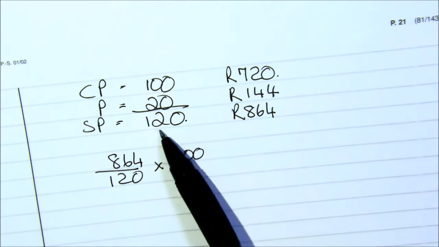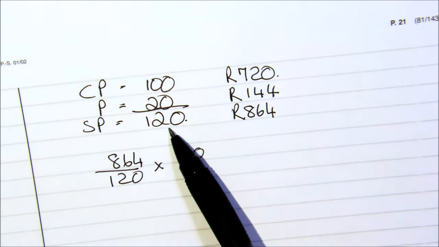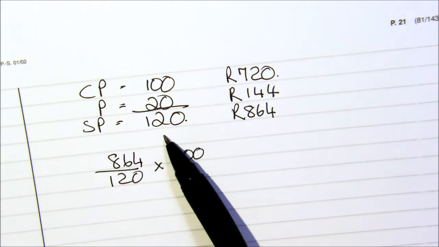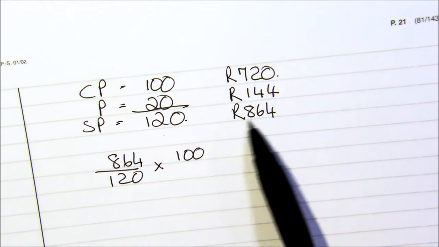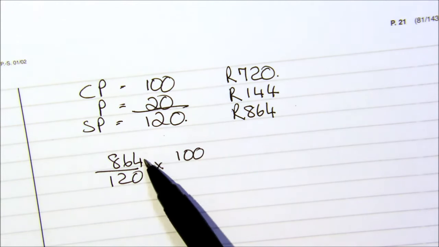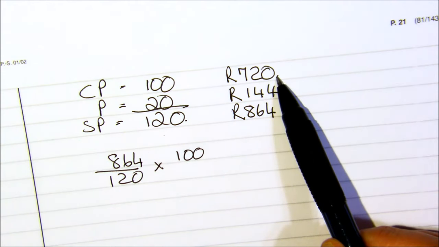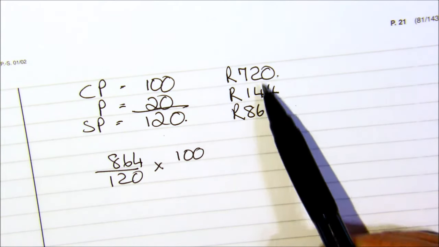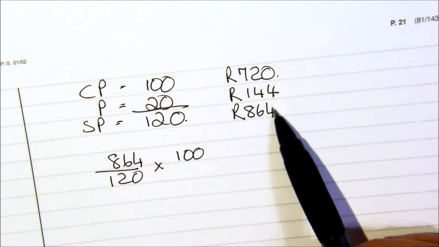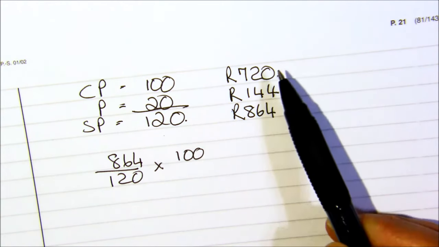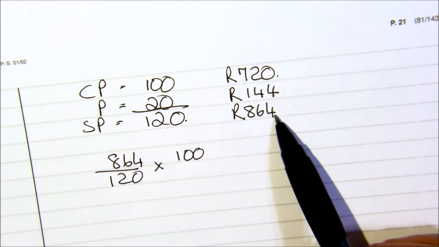Alright, so selling price will therefore be 120% because the markup is 20%. Alright, 100 plus 20. The figure you were given is 864. So 864 divided by 120 times 100, and your cost price is 720, and your profit, the difference between the two, 144. And just check, the cost price is smaller than the selling price.